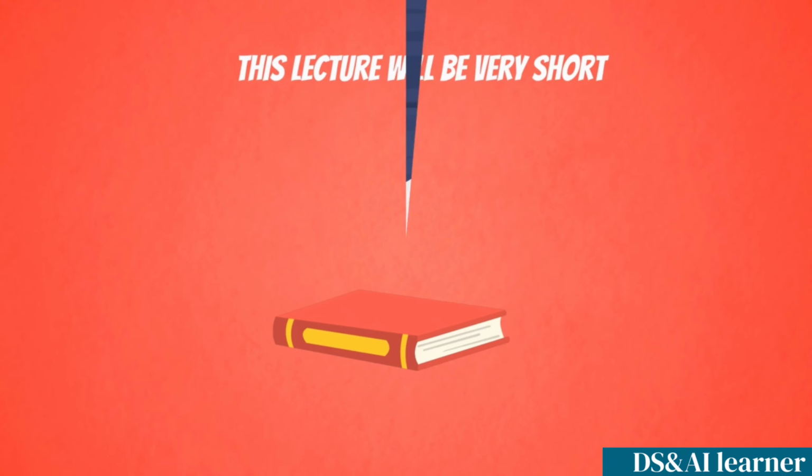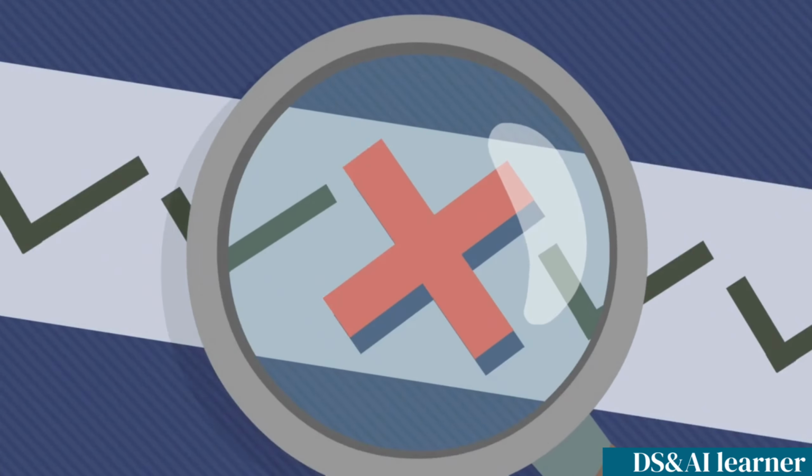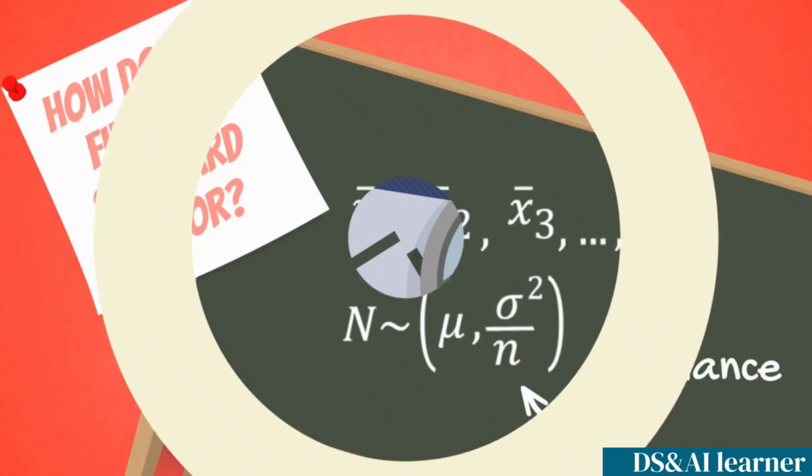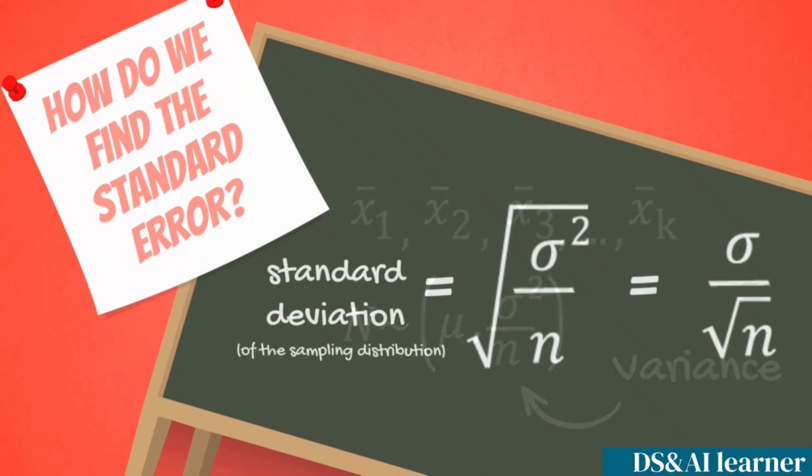The standard error is the standard deviation of the distribution formed by the sample means. In other words, the standard deviation of the sampling distribution. So how do we find it? We know its variance, sigma squared divided by n. Therefore, the standard deviation is sigma divided by the square root of n.